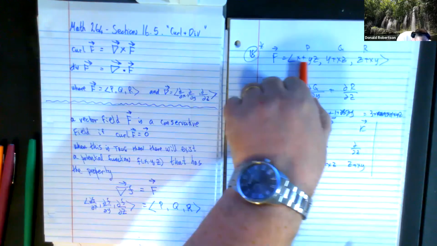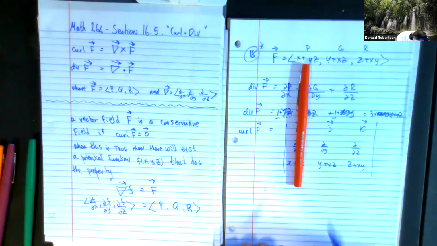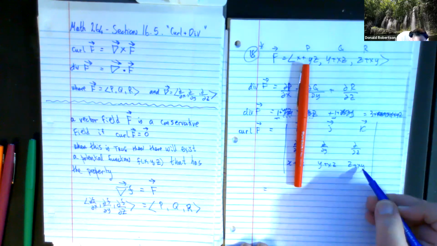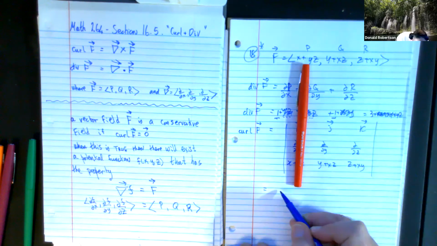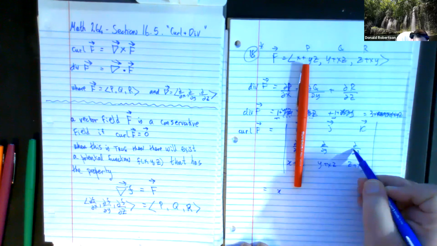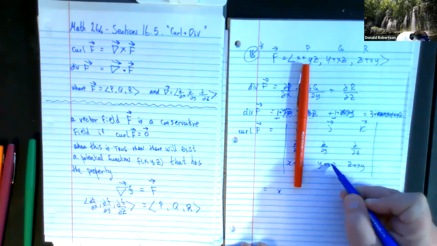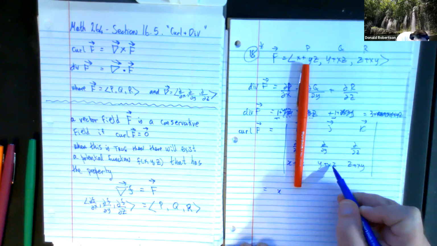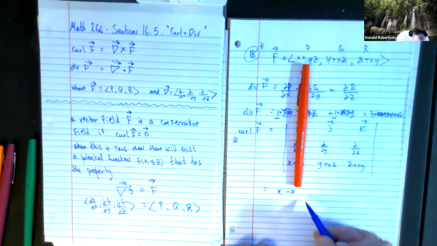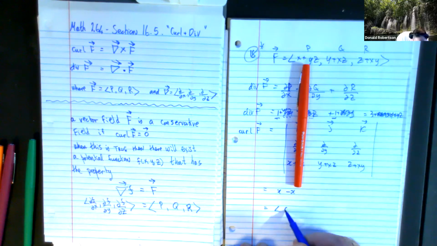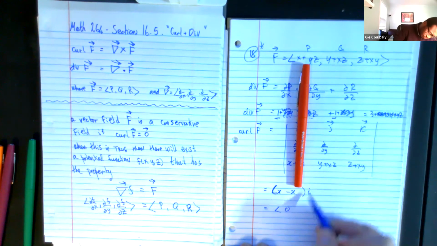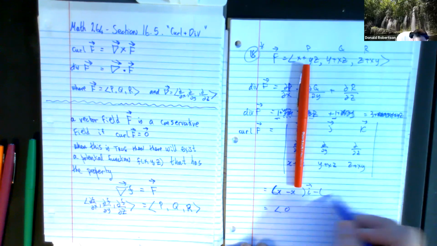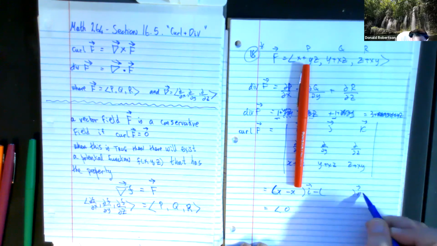Right. If you do this guy with respect to y, he disappears and you get an x. Takeaway, if you do this guy with respect to z, he disappears and you get an x. Oh, so 0. So many i's, takeaway, so many j's, plus so many k's.